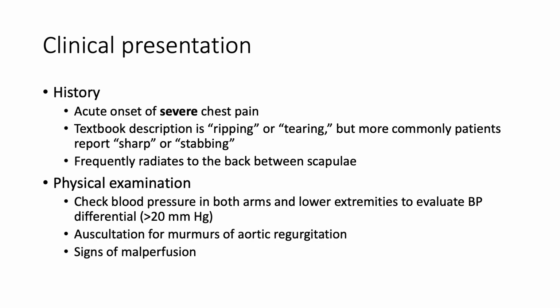Patients with aortic dissection come in with very severe chest pain usually. They might describe it as ripping or tearing, but more commonly they'll say it's sharp or stabbing, and it frequently radiates to the back. Physical exam may show a difference in blood pressures, so you want to check blood pressure in both arms and lower extremities to see if there's a blood pressure differential. And then listen for any signs of potential aortic regurgitation on cardiac exam, and look for signs of malperfusion that might be related to the dissection.